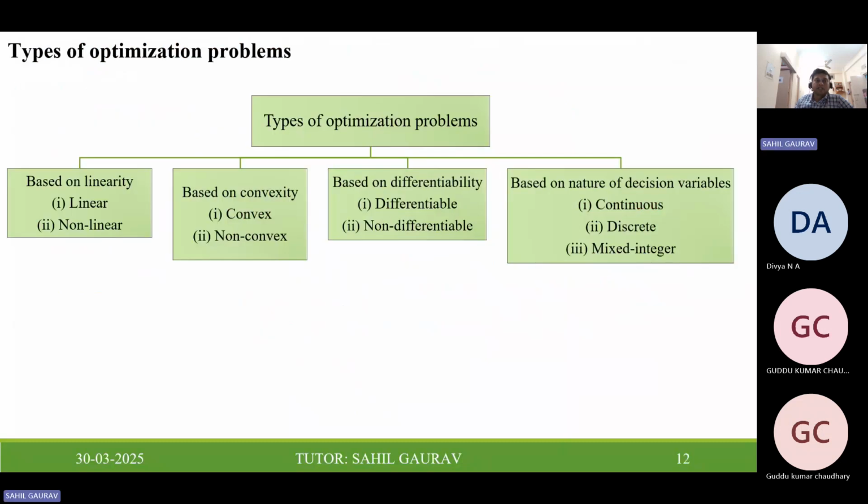And we have seen these types of optimization problems based on various criteria: linearity, convexity, differentiability, and the nature of decision variables. Based on linearity, we have linear and nonlinear optimization problems. Based on convexity, we have convex and non-convex optimization problems. Based on differentiability, we have differentiable and non-differentiable optimization problems. And based on the nature of decision variables, we have continuous, discrete, and mixed integer optimization problems.